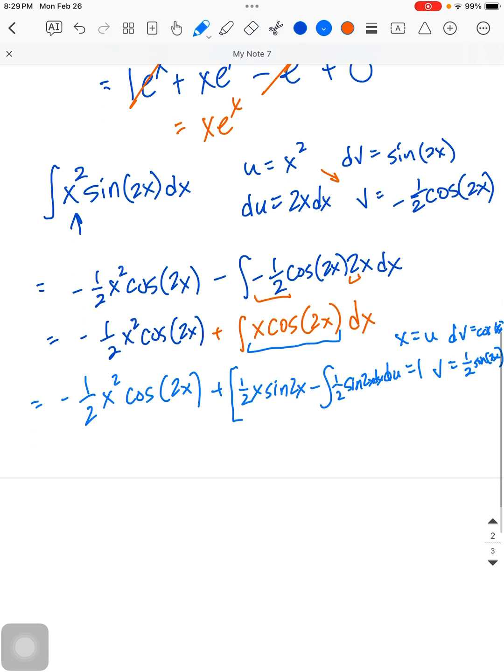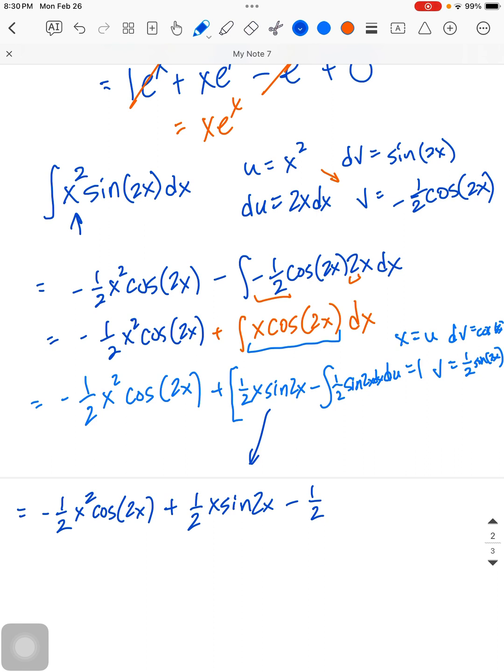All right, I'm going to rewrite this one time and then finish the problem just because the space is so terrible. I'm sorry, guys. Get your reading glasses on. We got x squared cosine 2x plus 1/2 x sine 2x. That's this guy. And then minus 1/2 integral of sine 2x dx.